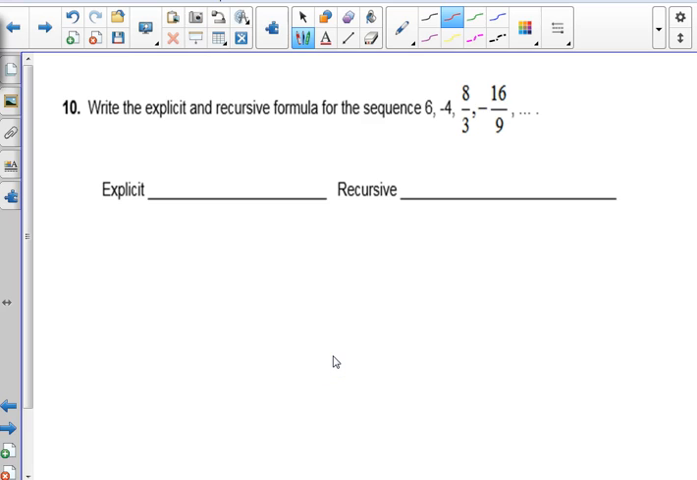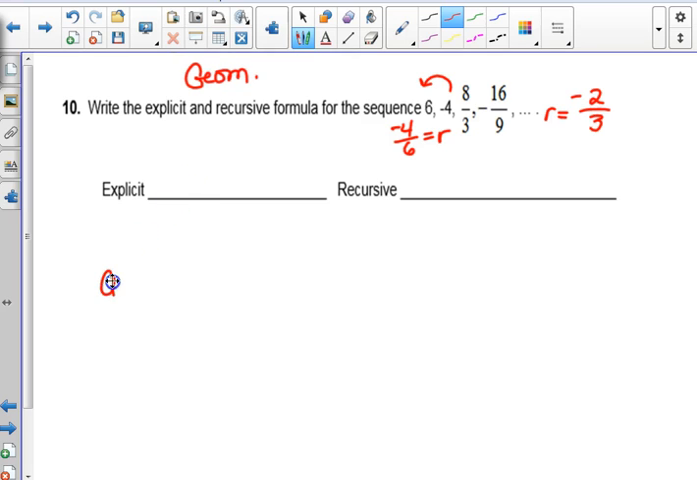Okay, write an explicit and a recursive. Before we can do anything else, we need to decide if this is arithmetic or geometric. Looking at the last two terms, I'm thinking they multiplied the top by 2 and the bottom by 3, but it changed signs, so negative. Let's go back. If that's true, then it's geometric, and the ratio of this one to this one should also be the same, yes? Is that also negative 2/3? Okay. So it's geometric.